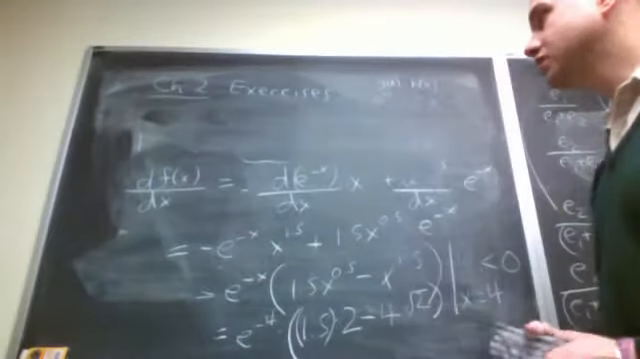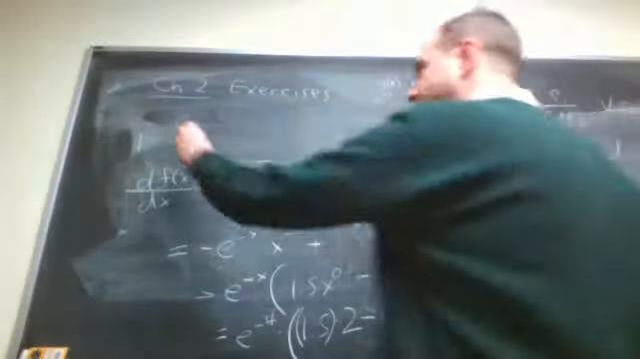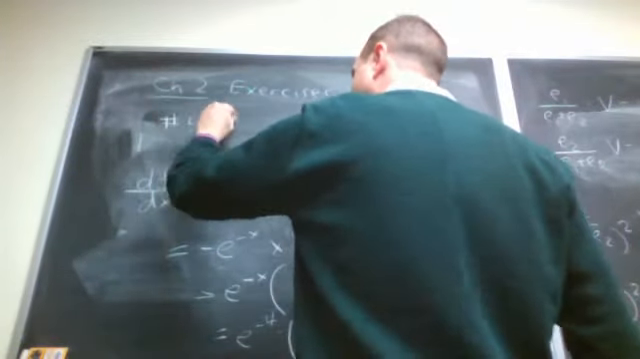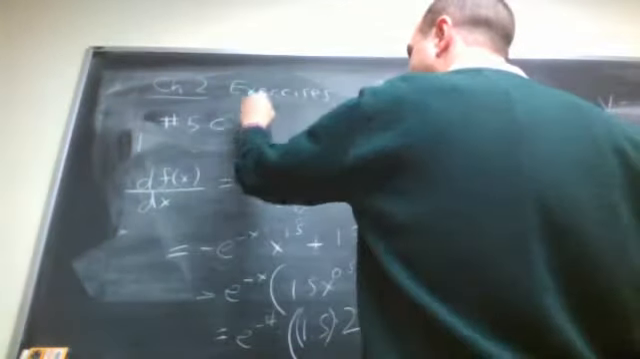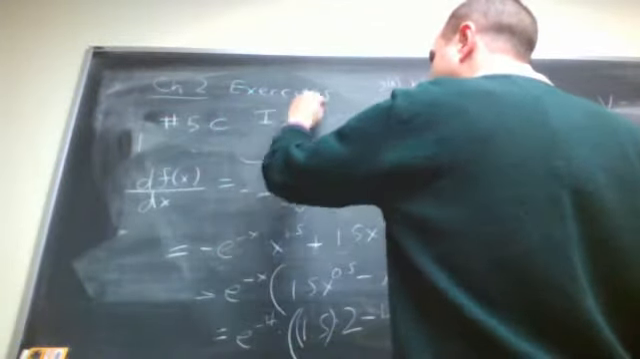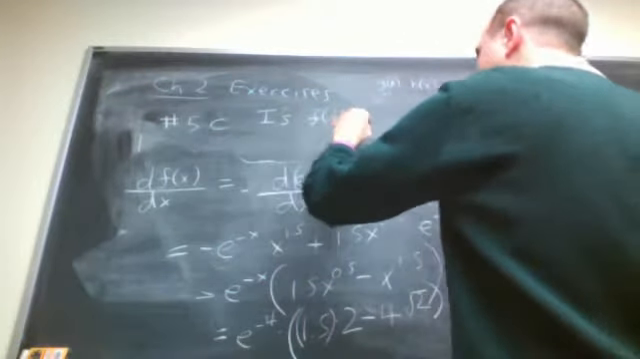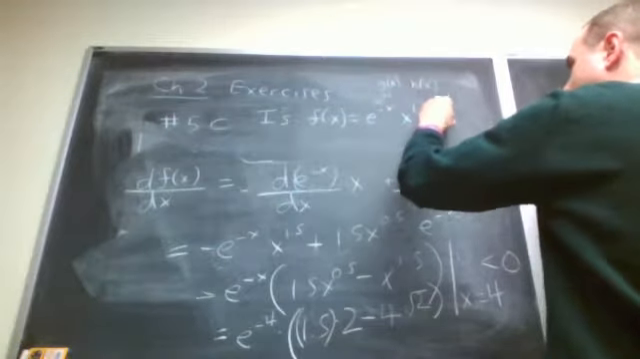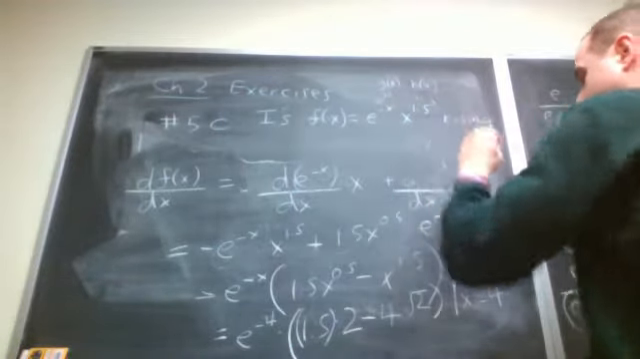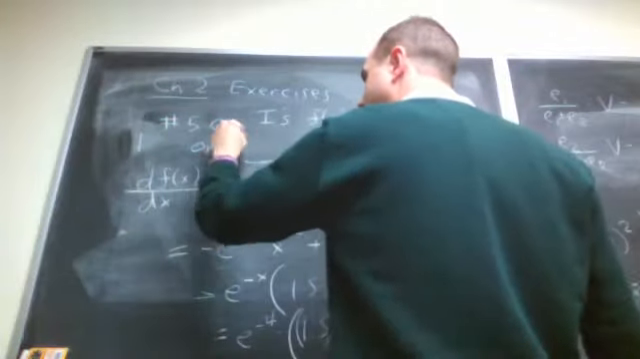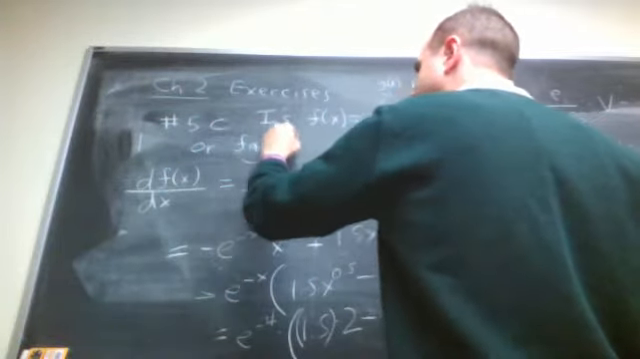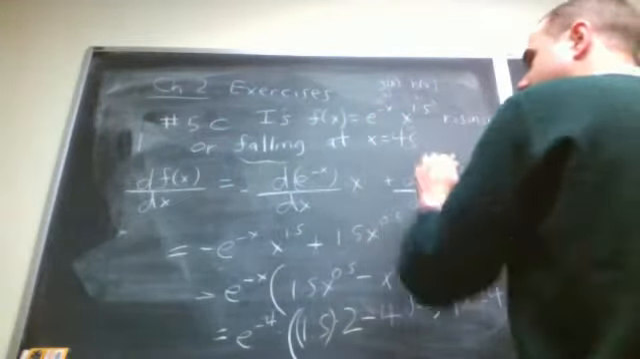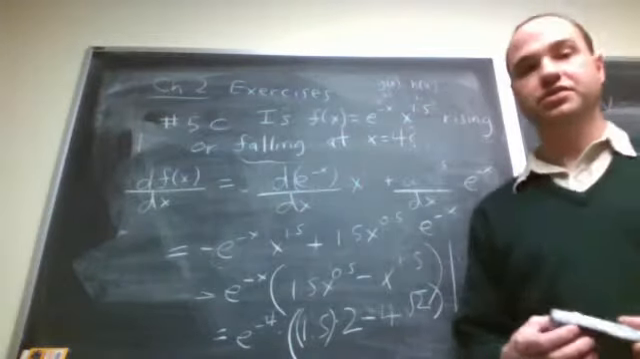Okay, so now we're doing exercises for chapter 2, specifically number 5C, which asks, is the function e to the minus x times x to the 1.5 rising or falling at x equals 4? Okay, so let's think about what we need to answer this question.